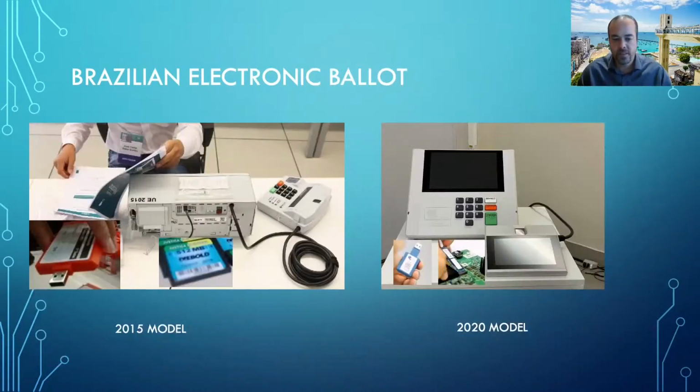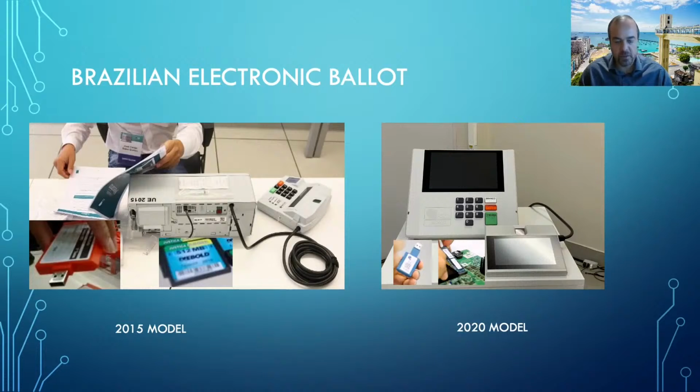So this is the electronic ballot. On the left, you can see the 2015 model, which is an older model. You can see there are two different pieces of hardware with a long cable connecting them. The larger piece is used by the voter to register the votes, and the smaller piece is used by the authority at the voting place to type the number of the voter and collect the biometry to check if it's really the voter who is voting, and to enable the larger piece to get the votes.